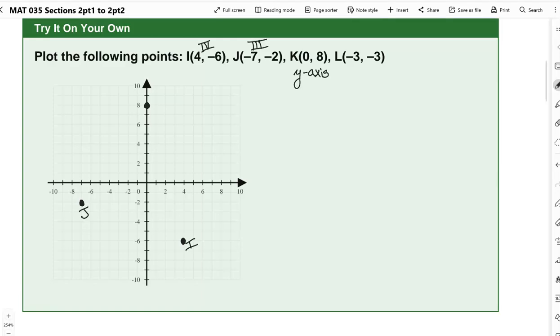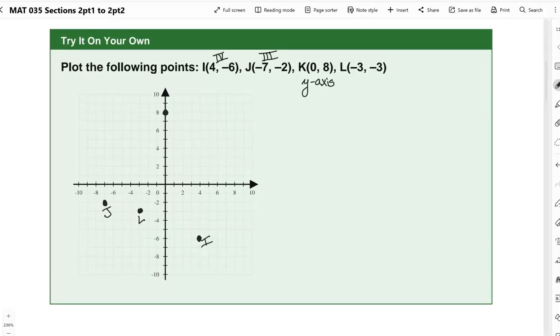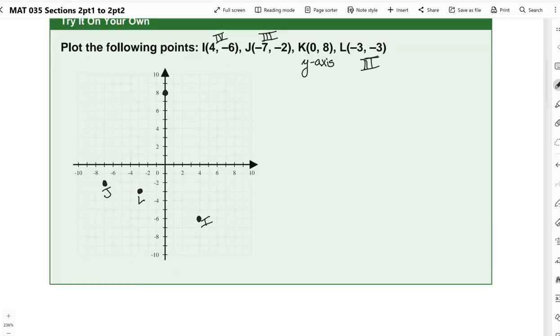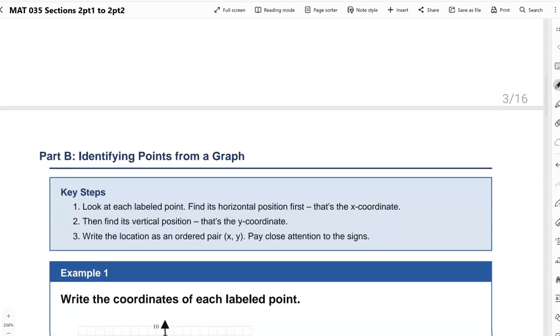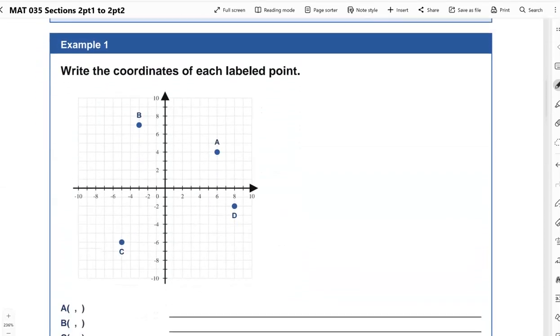And then L is the point (-3, -3). So I'm going to move left 3 and then down 3. And there's point L. And that one lives in quadrant 3 also, really close to point J. So let's go the other way.